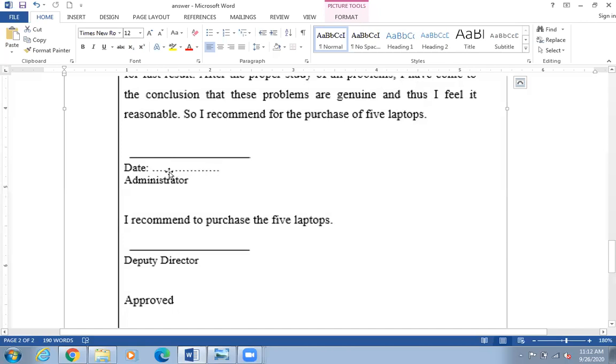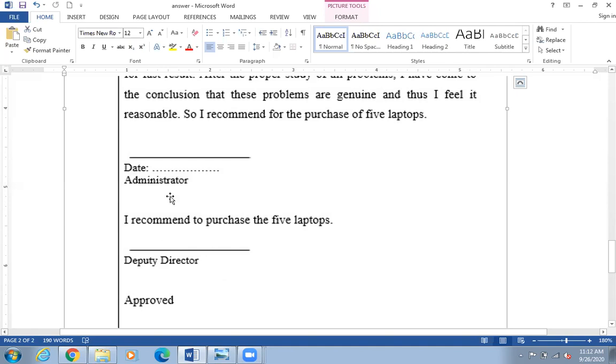So write the date, today's date. Do not write on the dotted lines. Make the line over here. So write down administrator, in pretty small writing. And in your normal handwriting, I recommend to purchase the 5 laptops. Right? The deputy director will also sign. First the administrator signs, then whoever made the letter signs. Then after that, the deputy director will also sign it. Okay, I will recommend to purchase the laptop. The deputy director will also do it.